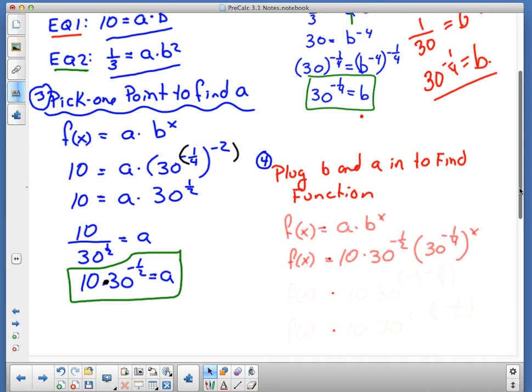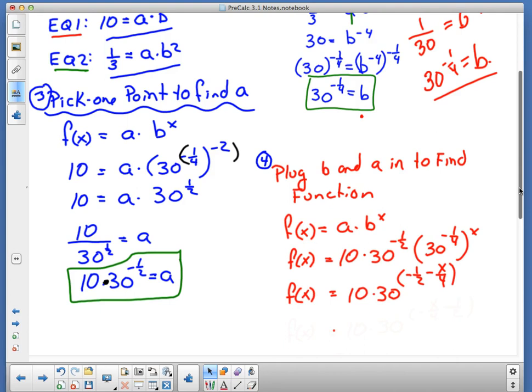I got my original function, and I put my a value in, I put my b value in, and now I evaluate my b value powers. So I've got negative 1/2 plus negative x over 4, okay, which is negative 1/2 minus x over 4.